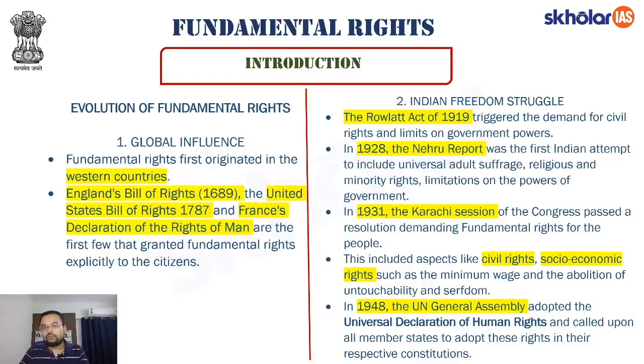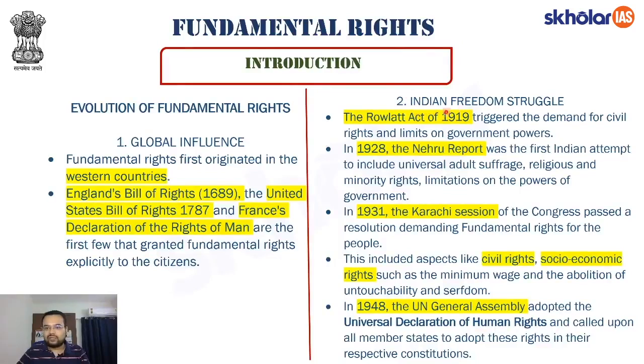So what exactly do we see? That when the constitution makers were making the Constitution of India, they actually had the benefit of history. They actually had some of the constitutions which had included fundamental rights within them. We had the example of England's Bill of Rights, the United States Bill of Rights of 1787 and of course France's Declaration of the Rights of Man. So while making the Constitution, the constitution makers did pay good attention to all these constitutions.